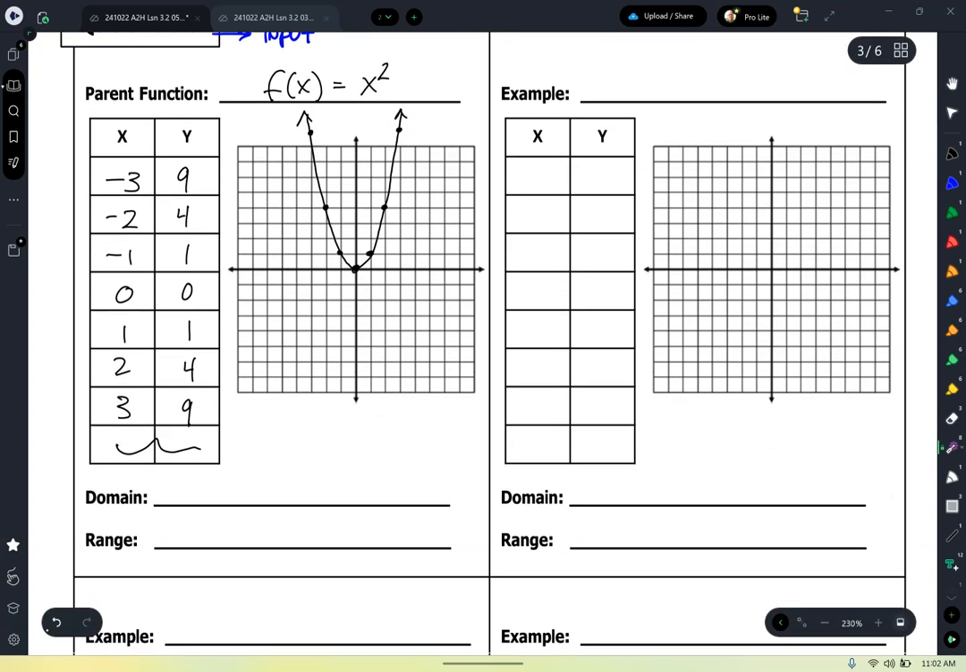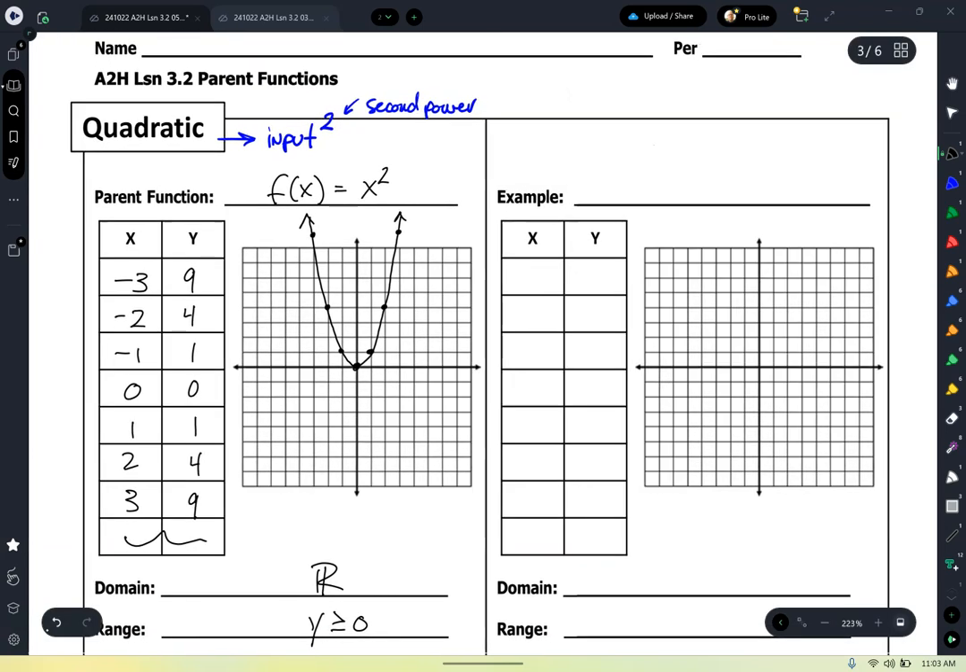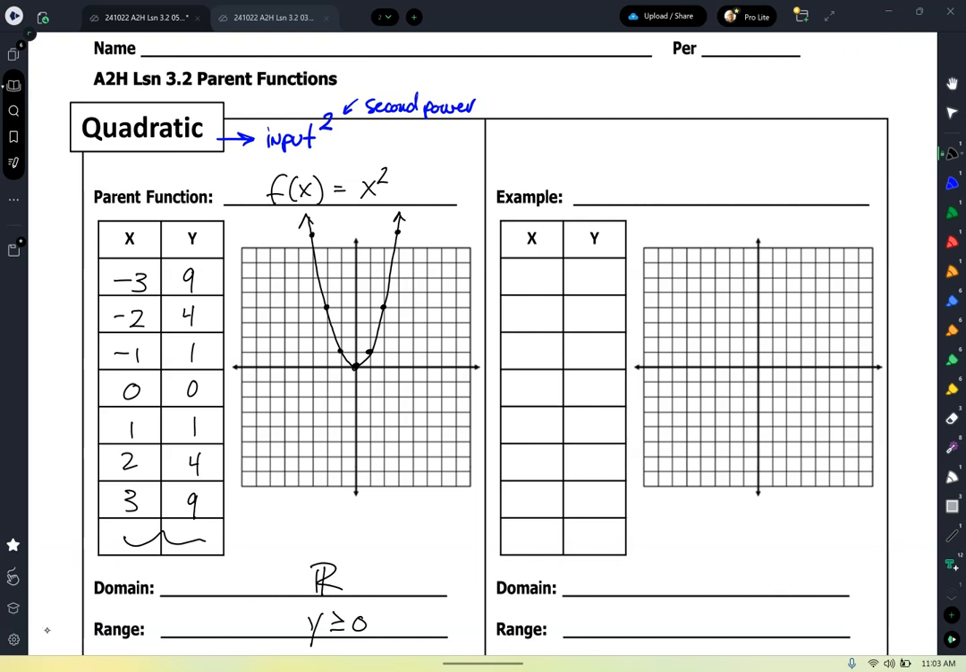All right, let's talk domain and range for a quadratic parent function. Okay, what's the domain? All real numbers. Sure, all real numbers again. And then our range? Y is greater than or equal to 0. So you're taking your input and you're squaring it. Okay? So that's our quadratic is input to the second power. Good so far? This should be easy.